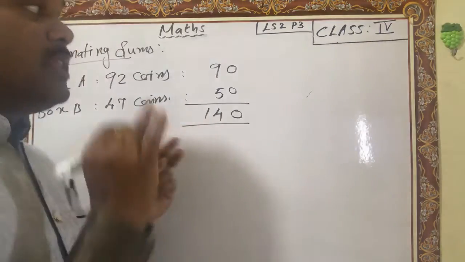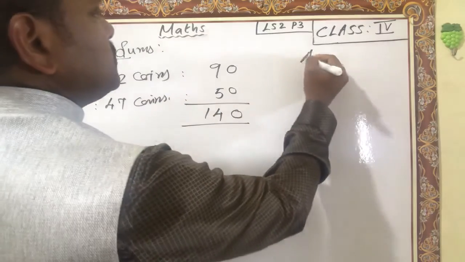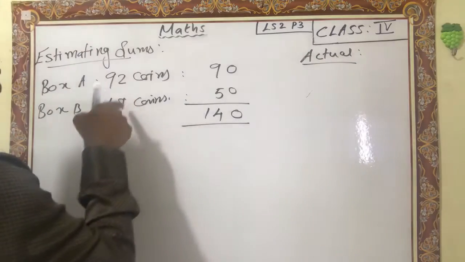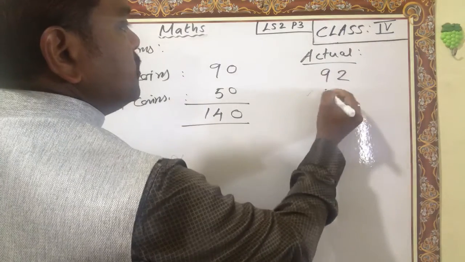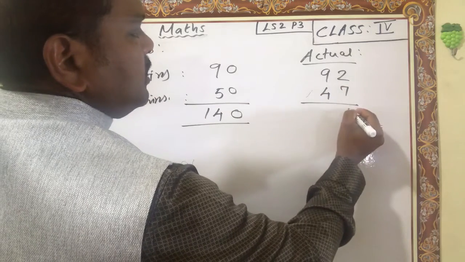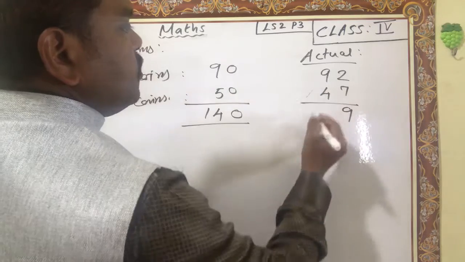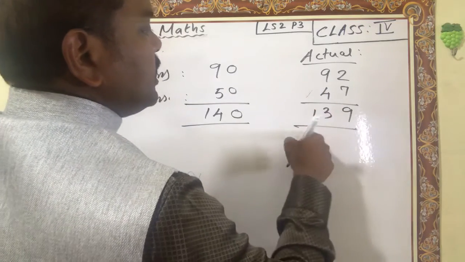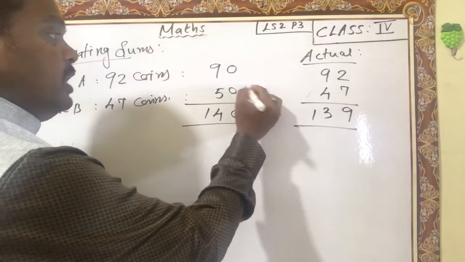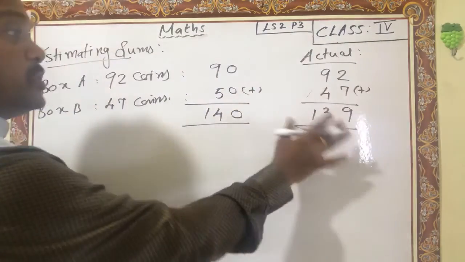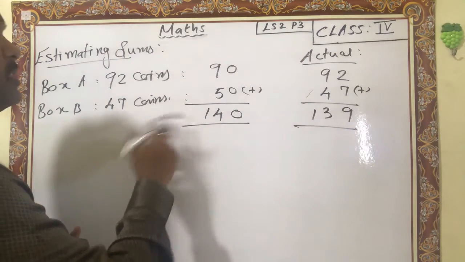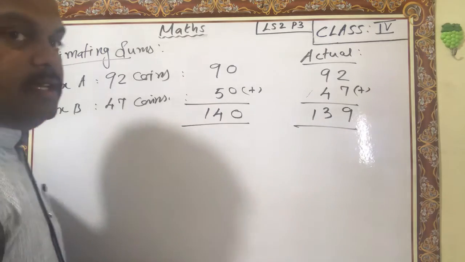Estimating sum. Okay. Now the actual sum. What is the actual sum? 92 plus 47. 2 plus 7, 9. 9 plus 4, 13. 139. This is the actual sum, the actual addition. 139. What is the estimated addition? Estimated addition is 140.